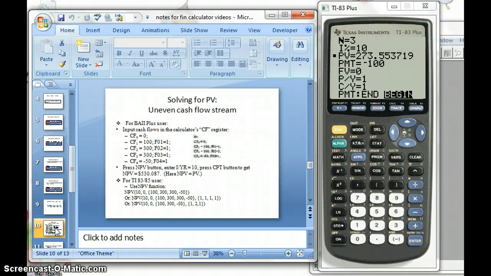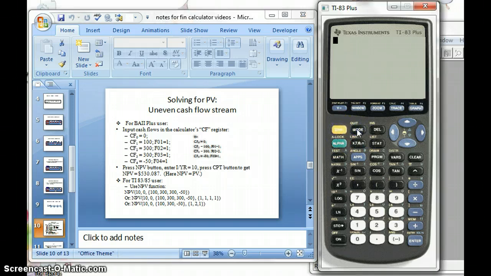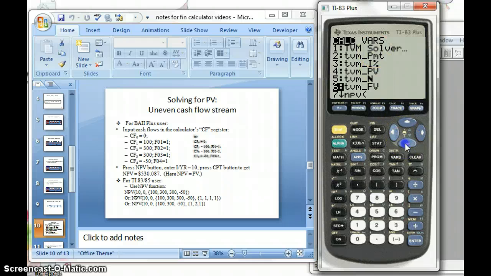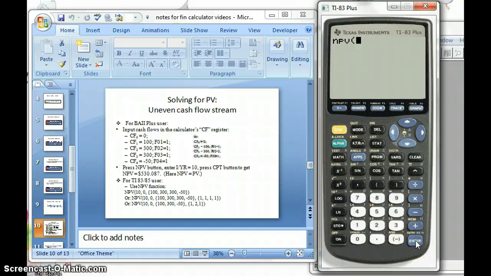For you guys, you will actually use the NPV function. So to find that NPV function, you want to go second quit, go back to the apps, finance functions. Now instead of going to the TVM solver, let's just go down to find the NPV function, and we can start inputting. 10 is for the 10% interest rate, and you want it separated by comma. 0, that is 0 cash flow at the very beginning, again comma, and open the bracket.